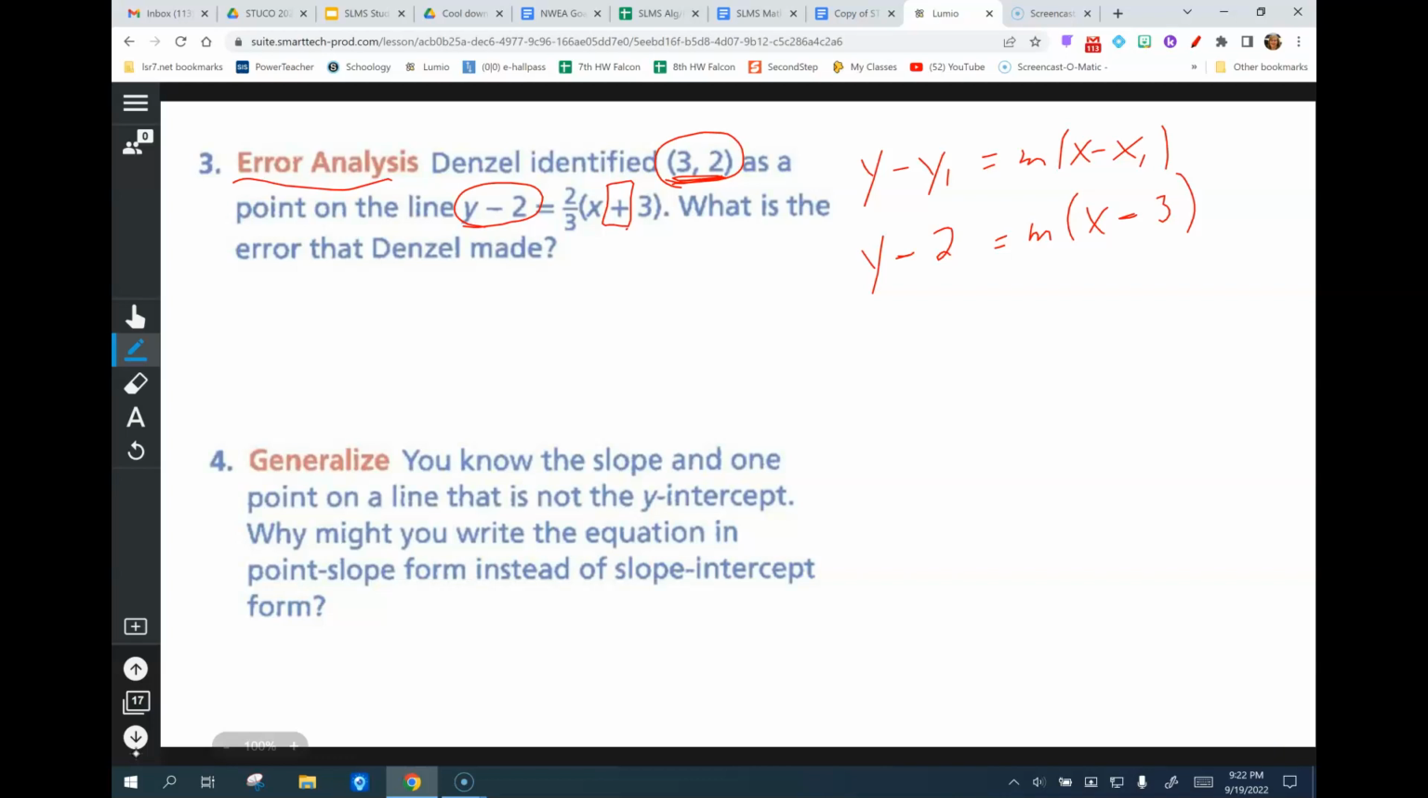Number 4, you know the slope and one point on a line that is not the y-intercept. Why might you write the equation in point slope form instead of slope intercept? Because you're given a point and you're given a slope. So use what you're given. You are given a point and a slope, then use point slope form.